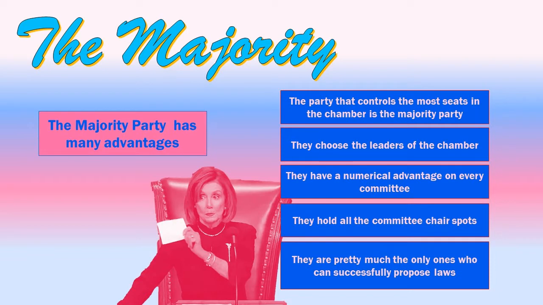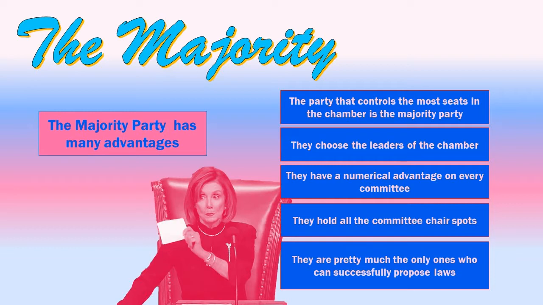There is a majority party and a minority party, and the majority party is the one that has the most seats. So let's take a look at the advantages that the majority party has. First of all, if they have the most seats, that translates into the most votes. So they're going to have a voting advantage on every topic. The majority party gets to choose the leaders of the chamber. So if the party is the majority in the House, they'll choose the House leadership. If they're the majority party in the Senate, they'll choose the Senate leadership.